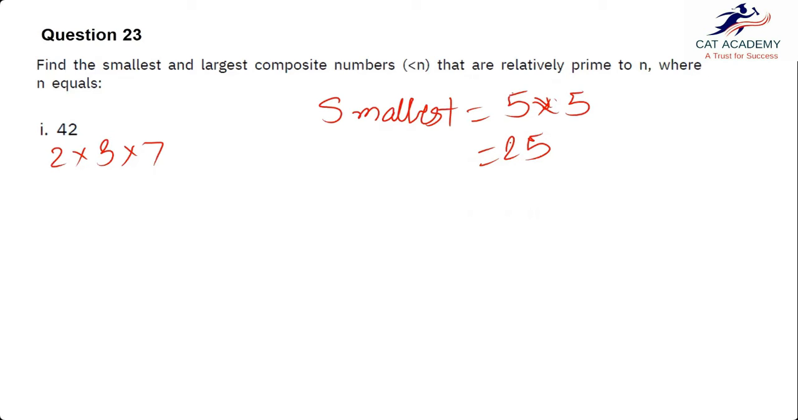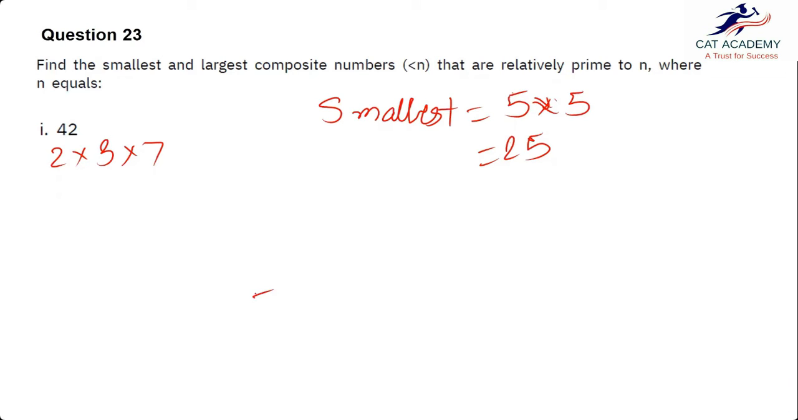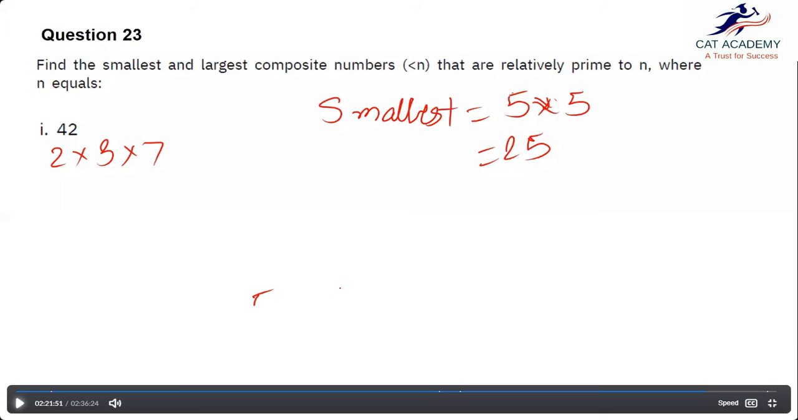Understood? Understood the smallest? All right. What would be the second smallest? Can you tell me? If I want to find out the second smallest number, how can I do it? It should be 5 into 11. The second smallest would be 5 into 11, right?